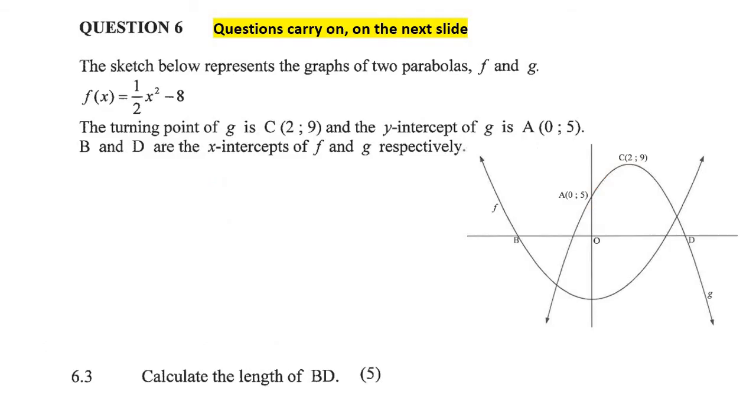This one says calculate the length of BD. Now it's a very easy question. You need to find the coordinates of that, and you need to find the coordinates of that. So we know the equation of g, remember we worked that out in the previous question, as negative x squared plus 4x plus 5. So all that we really need to do is find the x-intercepts of f, and then also find the x-intercepts of g, and then we can easily do this question.